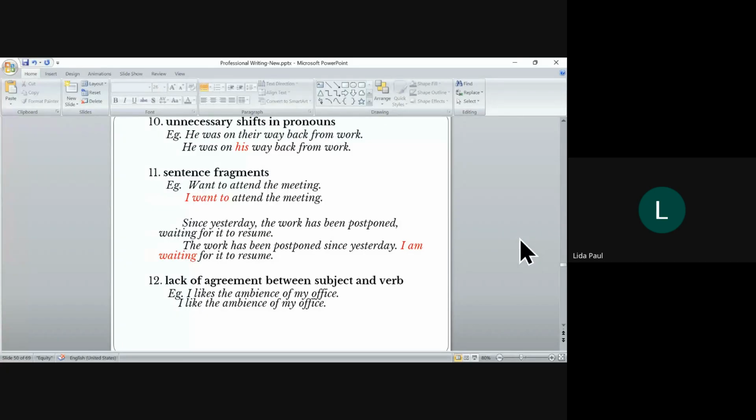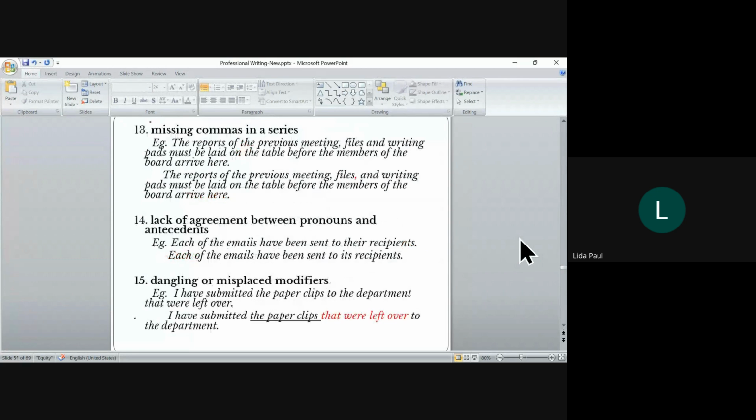Okay. Lack of agreement, the 12th one, lack of agreement between subject and verb, of course. Subject-verb agreement, I don't think we need to discuss that. Obviously, that's one of the major grammatical errors. Ensure that your subject agrees with the verb. Or the other way around, the verb agrees with your subject.